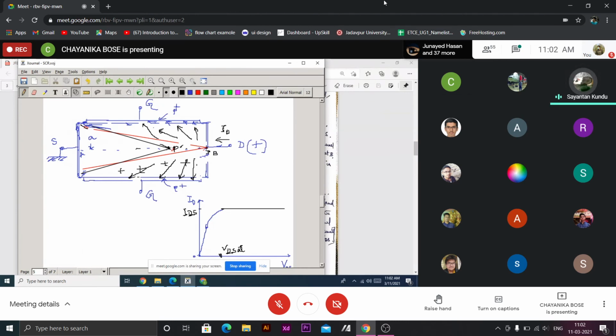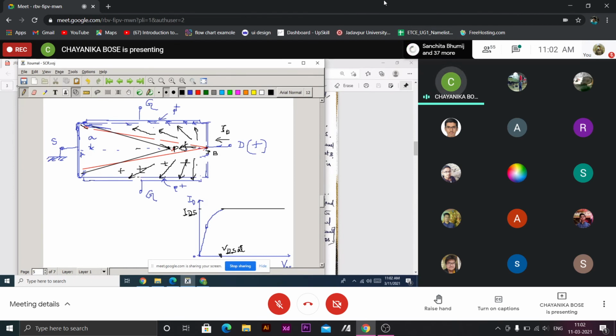Ma'am, if the value of VDS is very high, will punch through happen? Punch through? Yes, it will. If P dash keeps increasing and comes to this point, then the entire region is the depletion region, so carriers will go directly from source and reach the drain, that is punch through. So see, the field in the depletion region will be like this, directed from positively charged donors to negatively charged acceptors. So the resultant of such field will be in this direction. This is the resultant direction of the field in the depletion region.